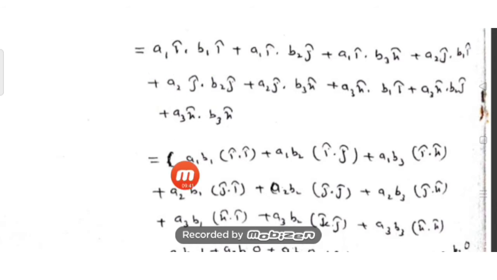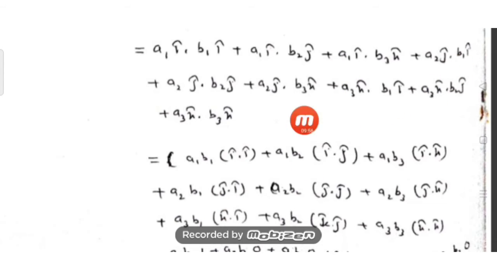a1 b1 are scalars, so write in front, with a dot between the two vectors: i dot i plus a1 b2, I just take it together, then I have given here i dot j. a1 b3 i dot k, a2 b1, you see here, j dot i.